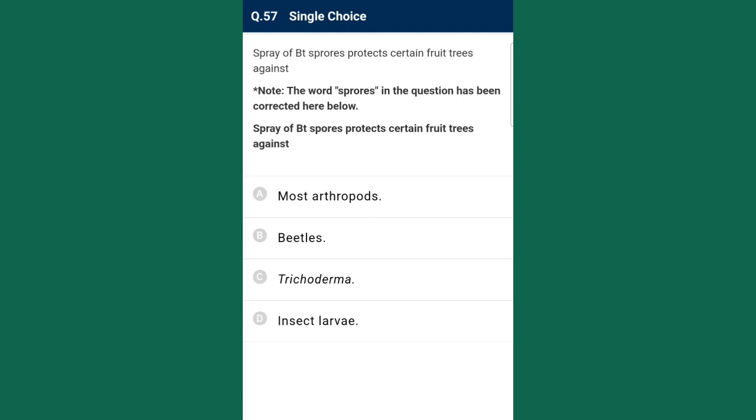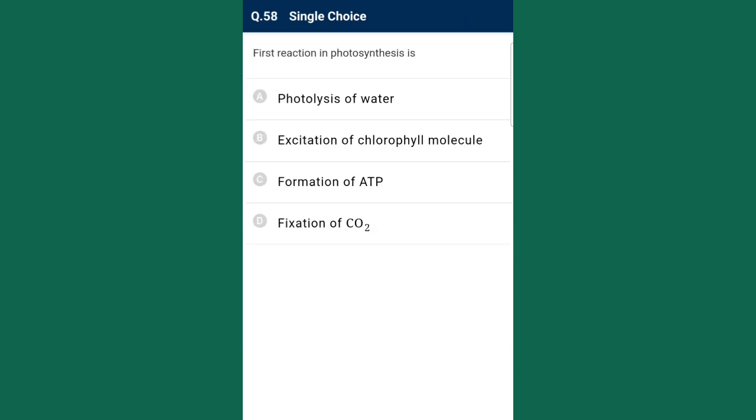Question number 57. Spray of Bt spores protects certain fruit trees against Bacillus thuringiensis. It is commonly called Bt. It is a microbial biocontrol agent that can be introduced to control butterfly caterpillars. So the answer for this question is option D, insect larva.